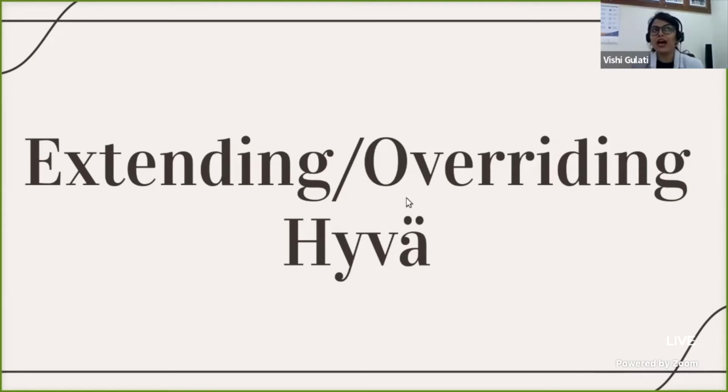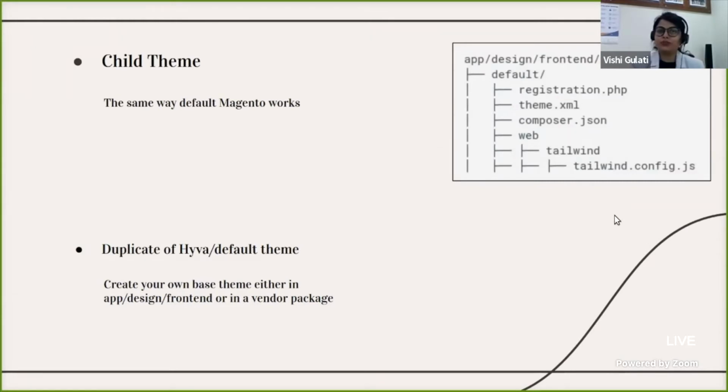And here we see how we'll override the Hyvä. So there are two options available. First, you go for a child theme. Second, you can create a duplicate of Hyvä default. This option totally depends on the requirement. Suppose you have a little bit of requirement, you want to change a little bit of things, then it's easy for you to go for the child theme. And if you have to change a lot of things, like many colors, you want to introduce many classes, then go for the duplicate.